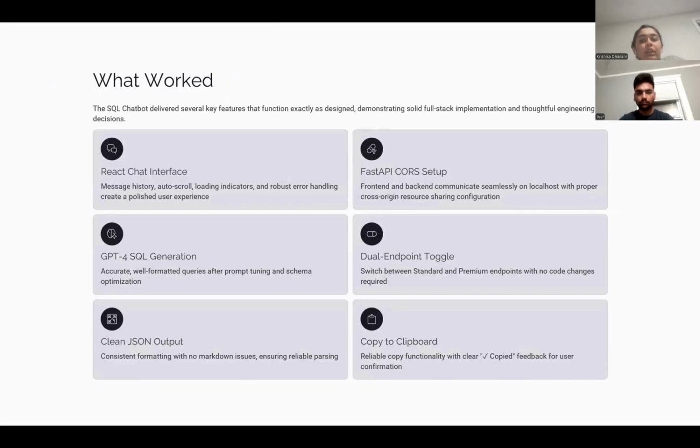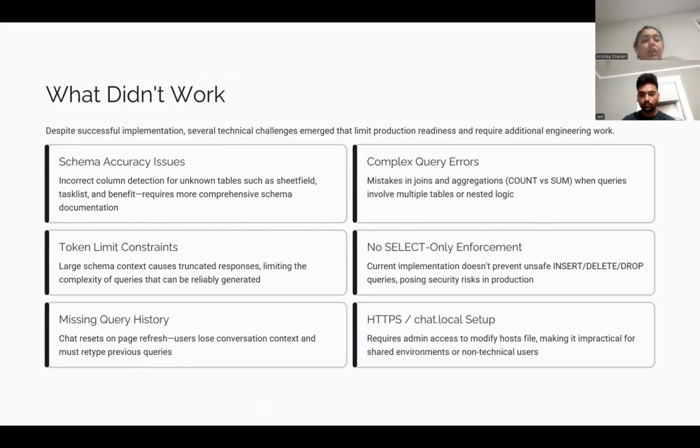What worked during this project was several parts of the system. The chat interface is smooth and user friendly. The backend integration works correctly, and ChatGPT generates accurate SQL after tuning. We also achieved consistent JSON output and reliable copy functionality.